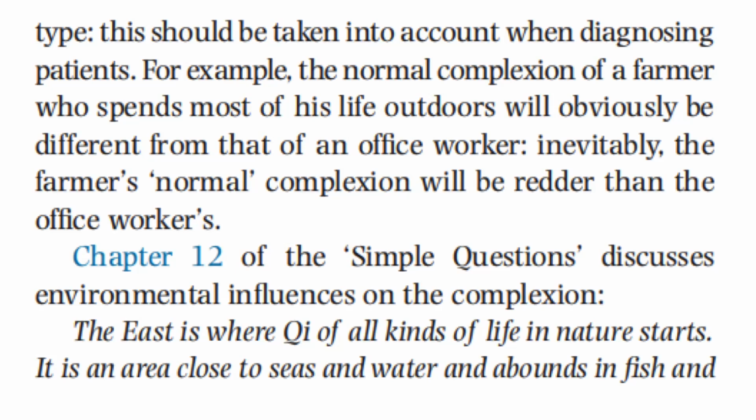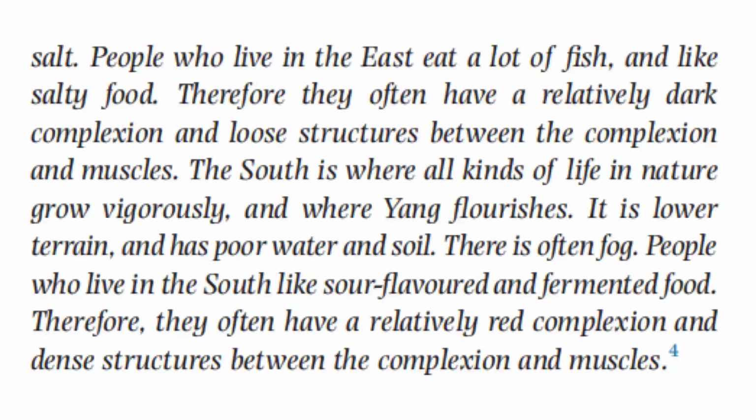The East is where chi of all kinds of life in nature starts. It is an area close to seas and water and abounds in fish and salt. People who live in the East eat a lot of fish and like salty food. Therefore, they often have a relatively dark complexion and loose structures between the complexion and muscles.